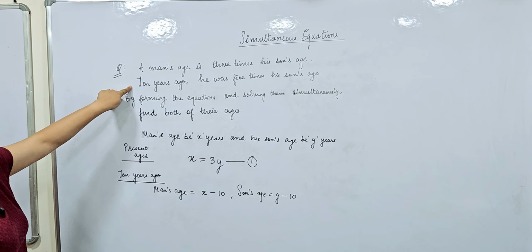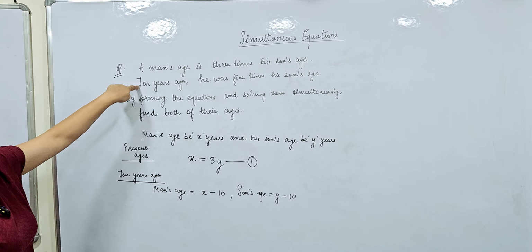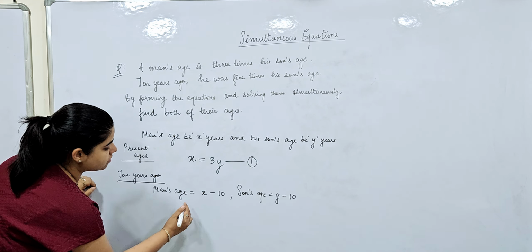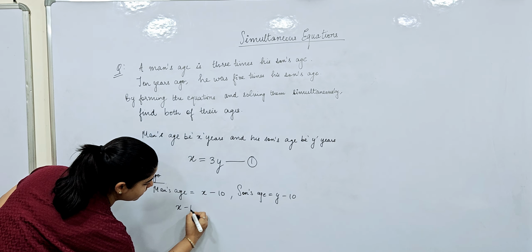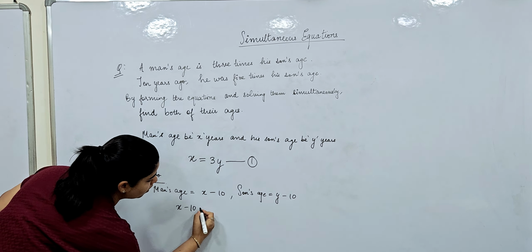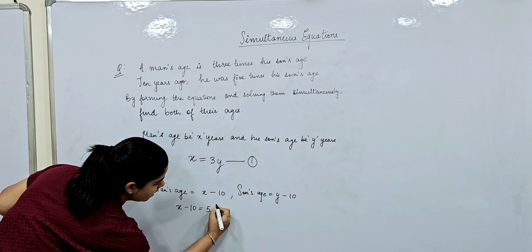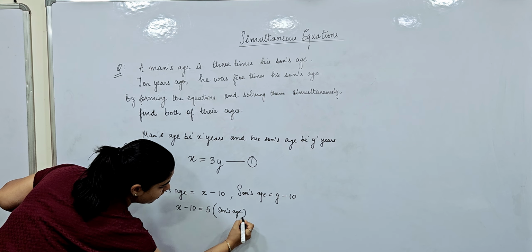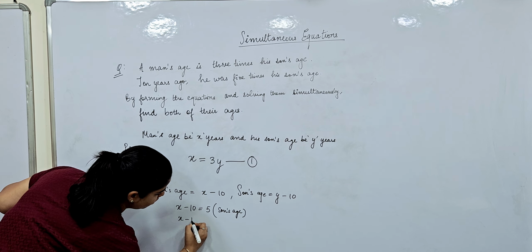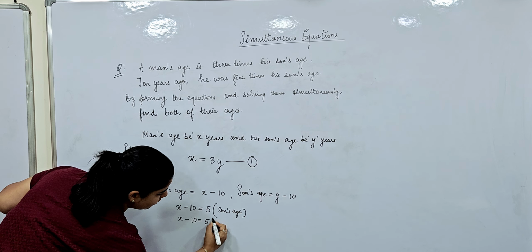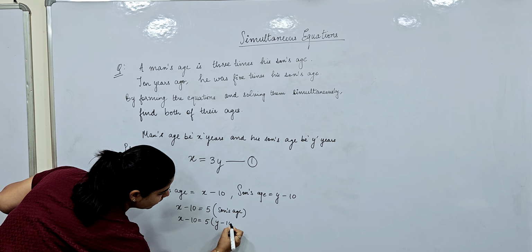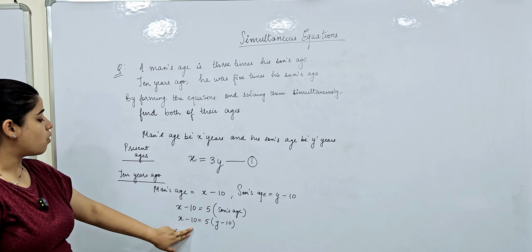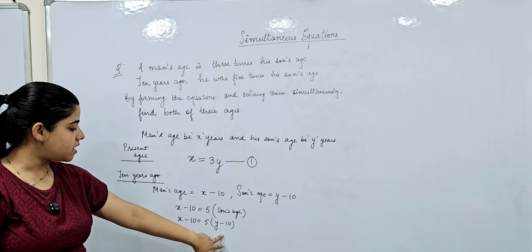Now the information is 10 years ago he was 5 times his son's age. So what was the age of the man 10 years ago? It was x minus 10. So the man was 5 times his son's age. Now what was the age of the son 10 years ago? It was y minus 10. Okay, the man's age 10 years ago was 5 times his son's age.